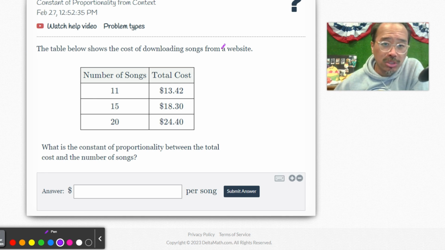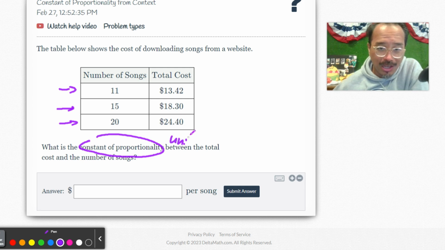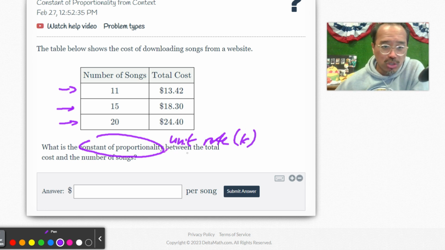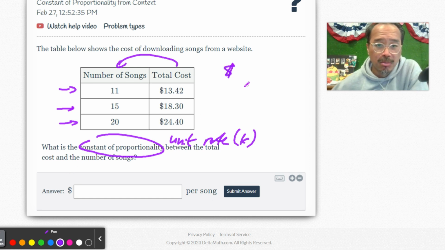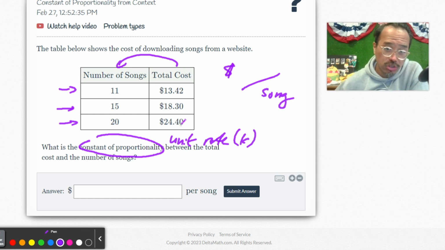The table below shows the cost of downloading songs from a website. All right, so 11 songs, 1342, so on and so forth, right? What is the constant of proportionality, unit rate, or the letter K, between the total cost and the number of songs? So, cost to songs in this order. Okay, so they want to know cost, money per song. So far, so good. Now, here I can just start solving.